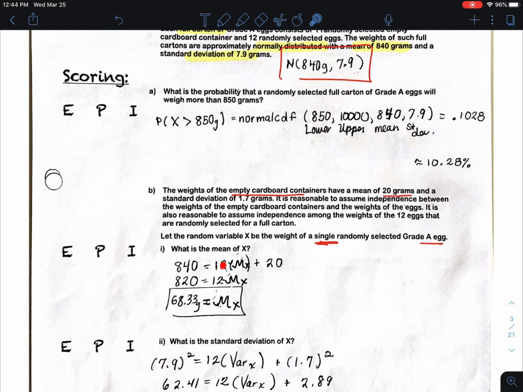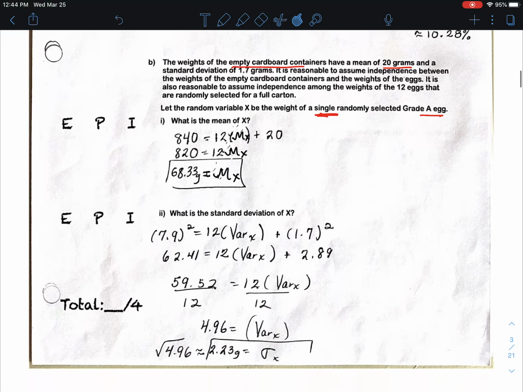And so on this side, we would take 12 times, we don't know the average weight of each egg, so we're going to leave that as mu sub x, plus the average weight of an empty cardboard container. You're just using algebra, working backwards. This gives you approximately the average weight of a single egg.